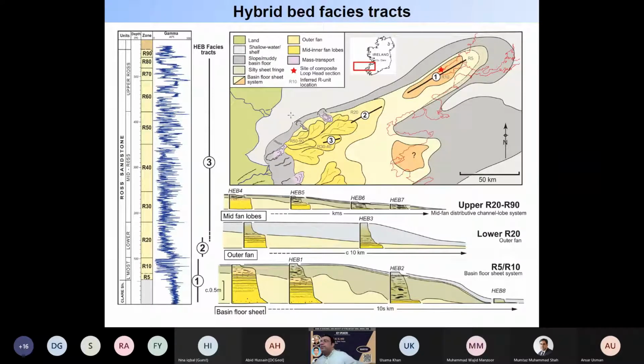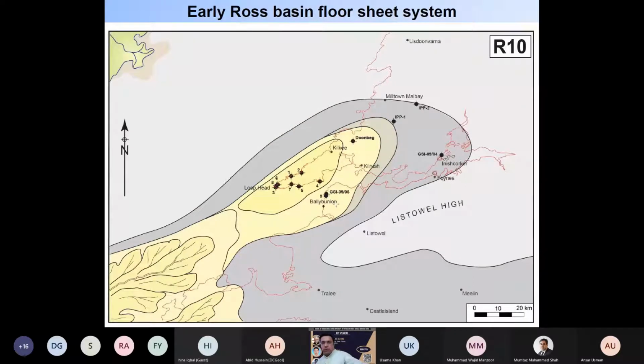I grouped them because these hybrid event beds occur in different bed associations. Certain beds occur with each other, and we have divided them into facies tracts. Some hybrid beds were deposited on the basin floor. It was an open basin, and high-volume turbidity currents were going into the basin and depositing a sheet system. Then we have outer fan settings, and on top of that we have another fan system, which is a distributive channel-lobe system. So we'll go quickly through these different facies tracts.